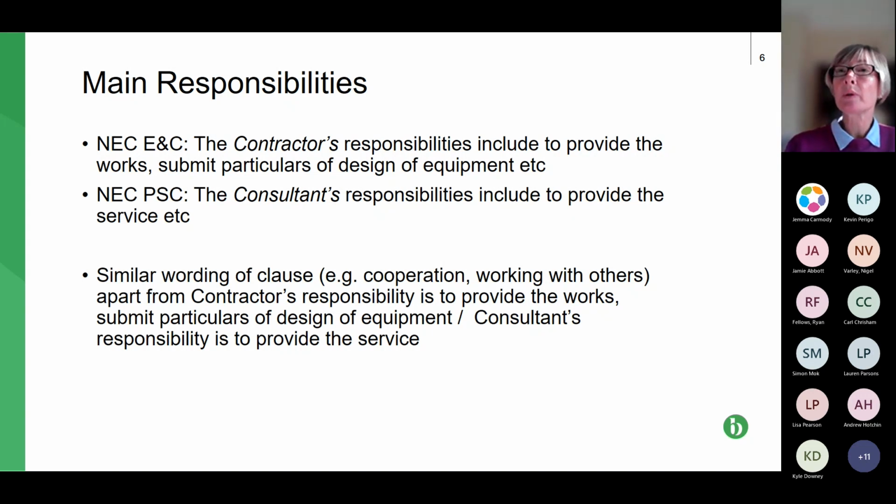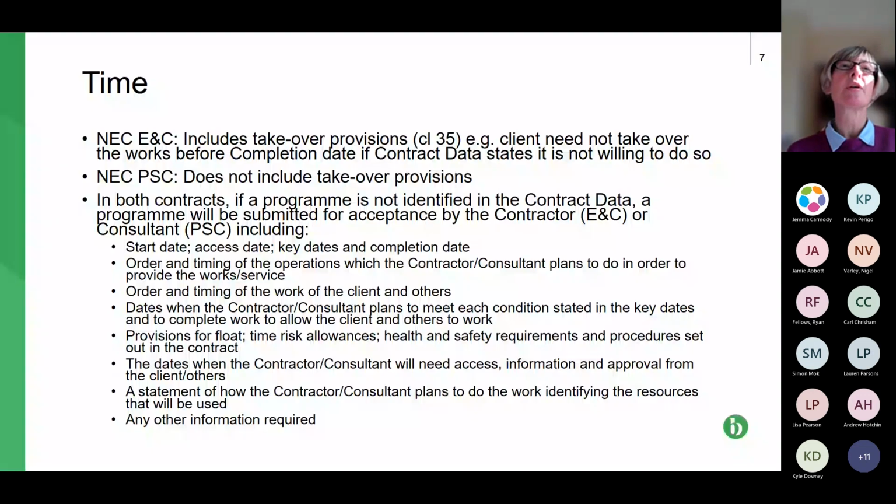The service information is the equivalent to the works information, or in NEC4 the scope. Apart from that slight distinction, which reflects the fact that the consultant isn't carrying out physical work on site, the other clauses are all similar. They talk about cooperation, working with others, etc. And to a great extent, this is why I said at the start that if you're using the engineering and construction contract, you would use the professional services contract, because they very much mirror each other insofar as is relevant.